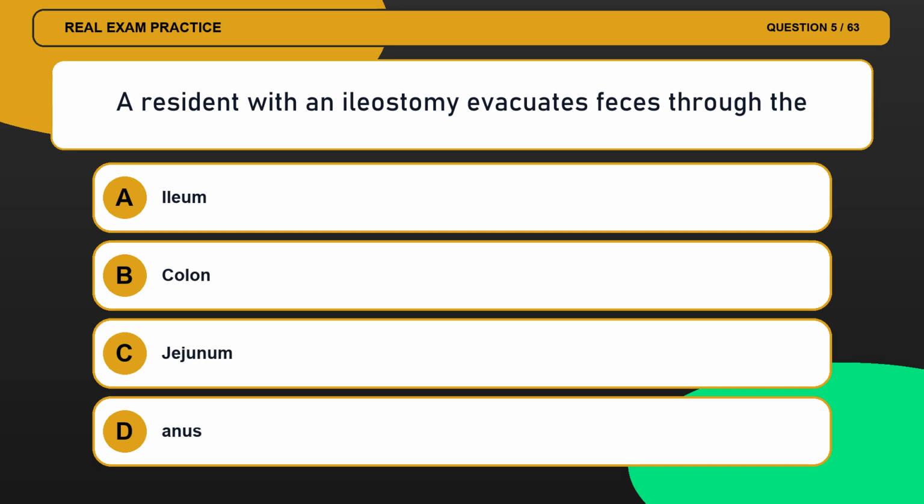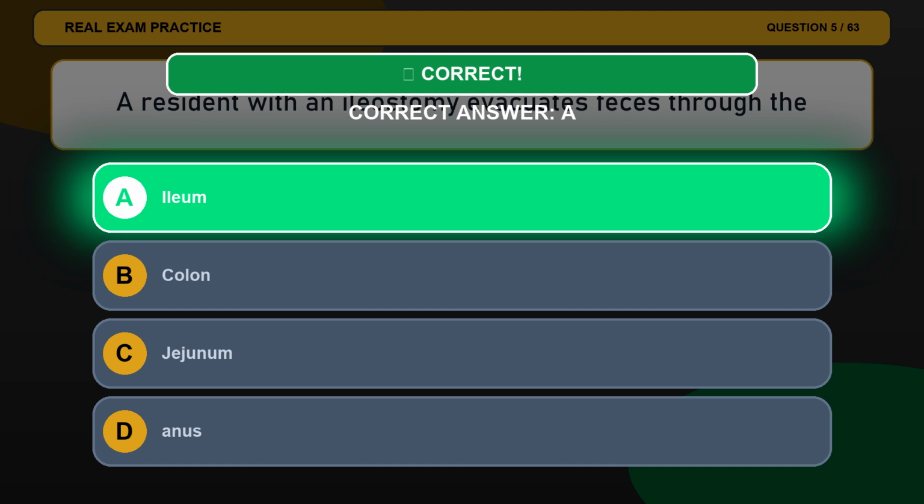Question 5. A resident with an ileostomy evacuates feces through the: Option A, ileum. Option B, colon. Option C, jejunum. Option D, anus. The correct answer is option A, ileum.